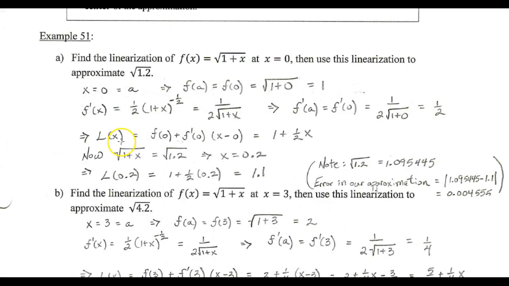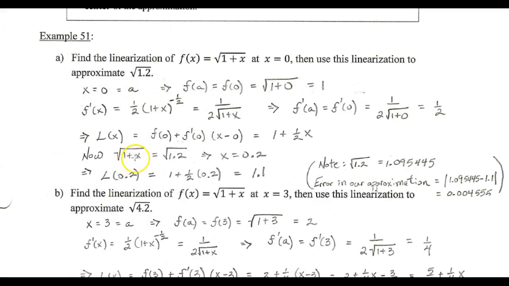So the linearization of f at x equals 0 is f of a, which is f of 0, plus f prime of a, which is f prime of 0, times x minus a, which is x minus 0. So it comes out to be 1 plus 1/2 x in this case. Now, we want to approximate the square root of 1.2.